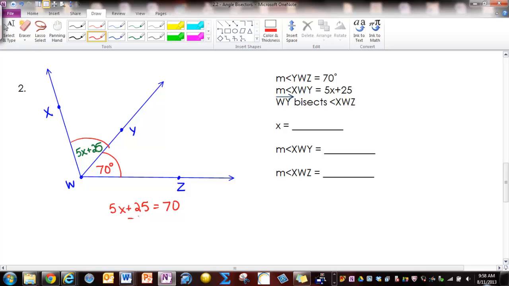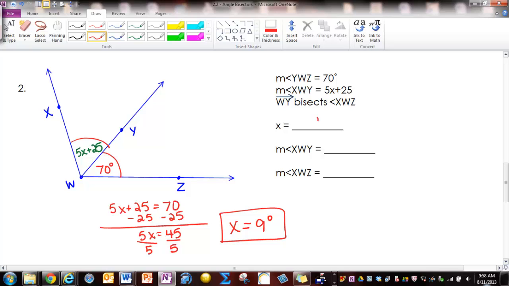And to solve that, I subtract 25 from both sides, and that gives me 5x equals 45, and I divide by 5, and that gives me x equals 9 degrees. So I'm going to go ahead and put that up on my answer blank. And then they want me to find the measure of angle XWY.